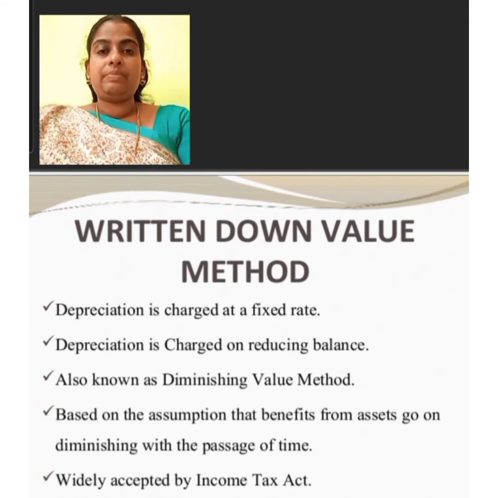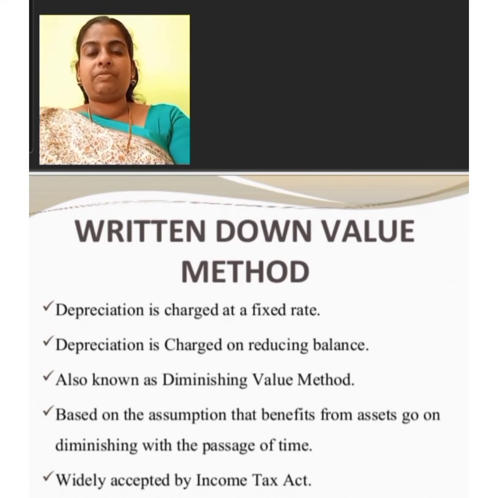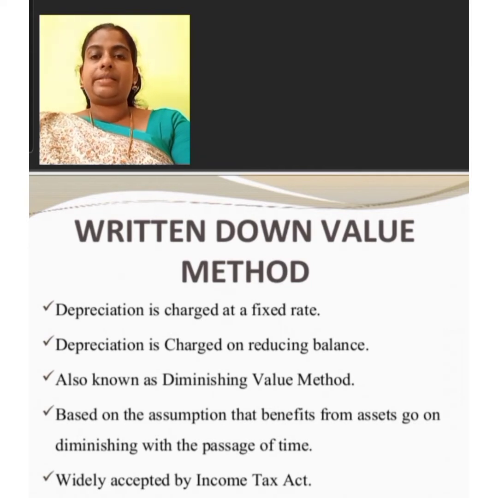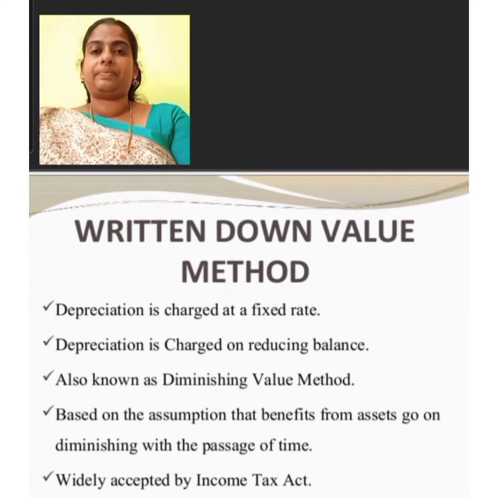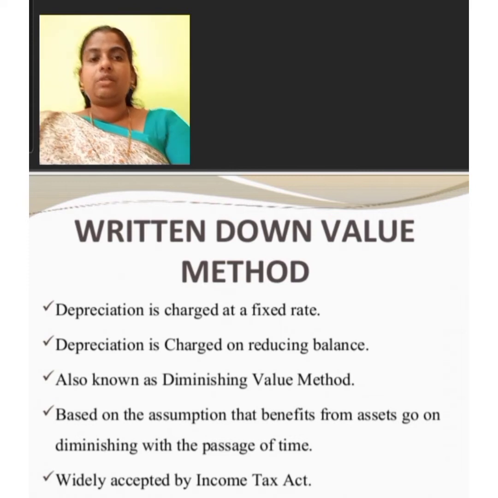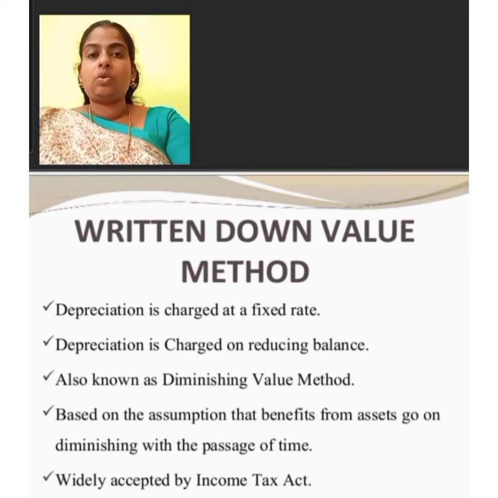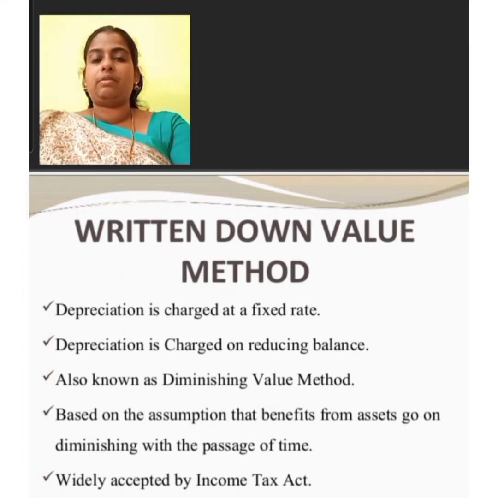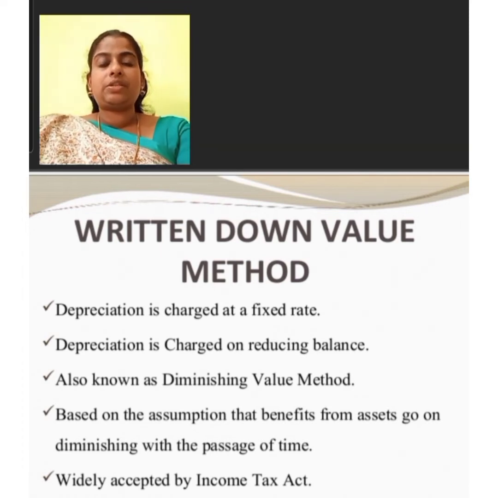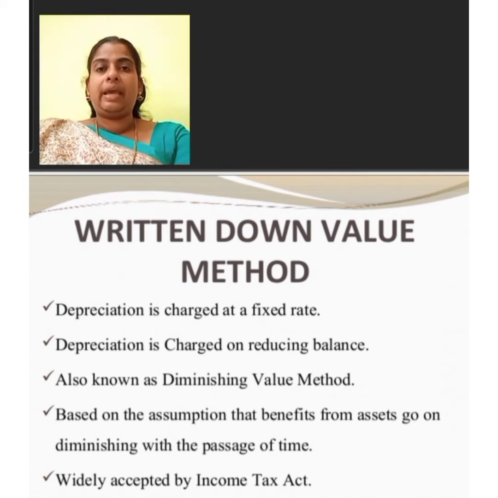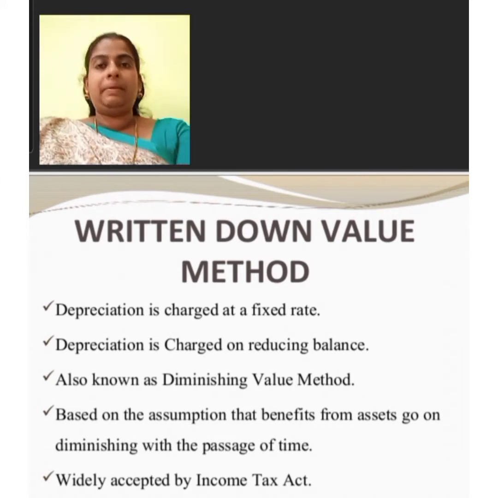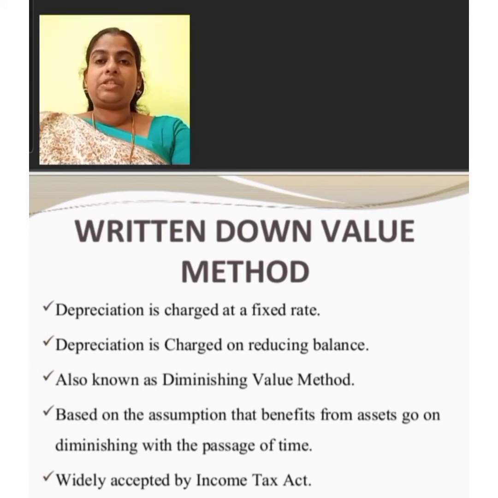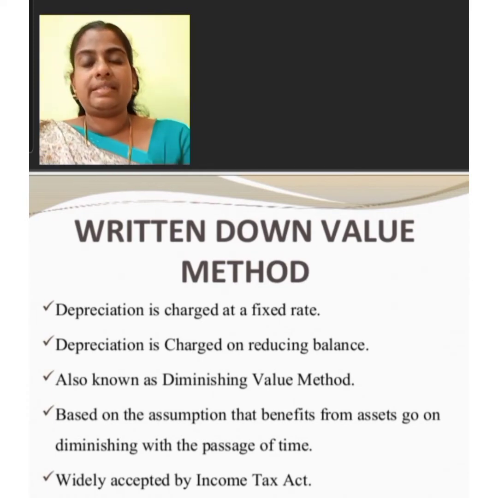Under the diminishing value method, the value of the assets upon which depreciation is to be calculated goes on diminishing. So, the amount of depreciation to be charged every year also goes on declining. For example, if a machine has been acquired for rupees 1 lakh and the depreciation is charged at the rate of 10%, according to written down value method, the depreciation to be charged is on the cost price, that is 1 lakh into 10%, that is 10,000, the first year's amount.